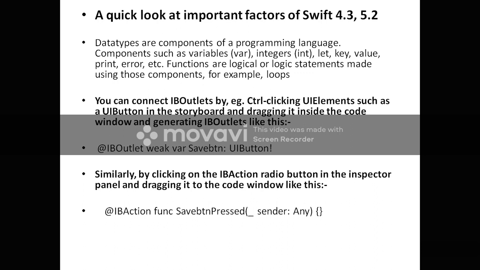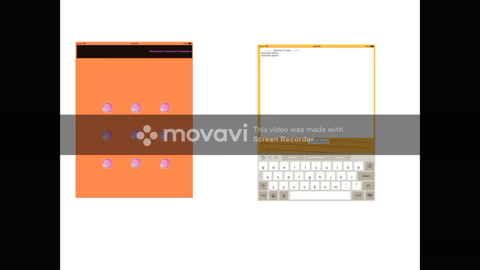You can easily connect IB outlets by control clicking UI elements such as the UI button inside the storyboard and dragging it inside the code window and generating IB outlets like this. Similarly, you can click on the IB Action radio button in the inspector panel and drag it into the code window like this. This is the way it shows on the screen.